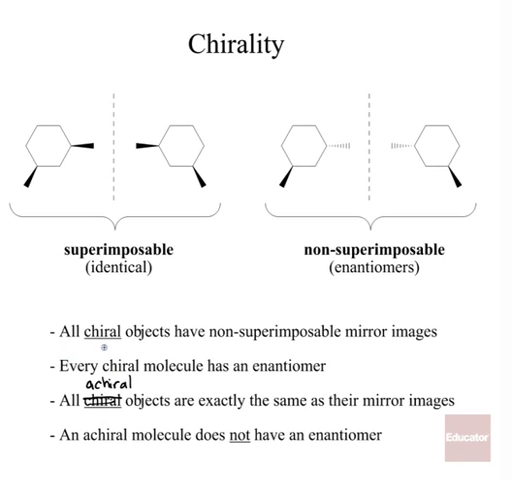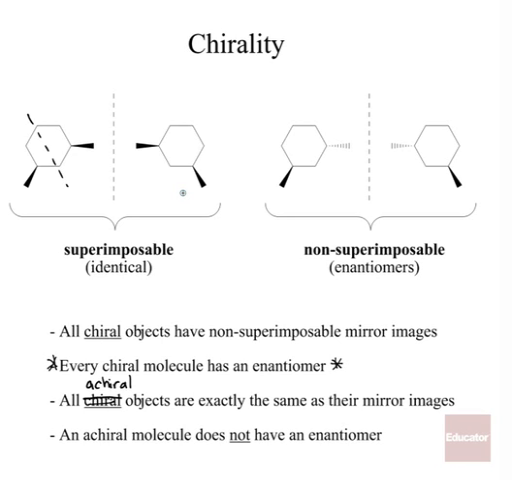If we have chiral objects, all chiral objects have non-superimposable mirror images. So every time you have an object like this that we determine is chiral, it has no planes of symmetry, when we draw its mirror image or build its mirror image, it will always be non-superimposable. In other words, every chiral molecule has an enantiomer. An enantiomer is something that exists for every chiral molecule. All achiral objects, on the other hand, are exactly the same as their mirror image. So because this molecule is achiral, it has this internal plane of symmetry, when we build its mirror image, we will always end up with the exact same molecule.